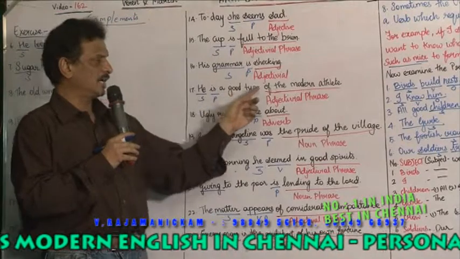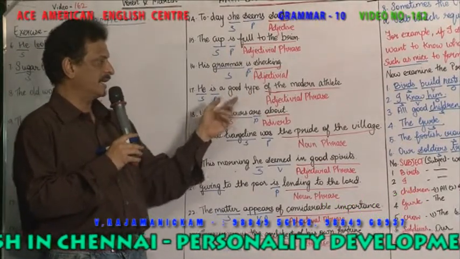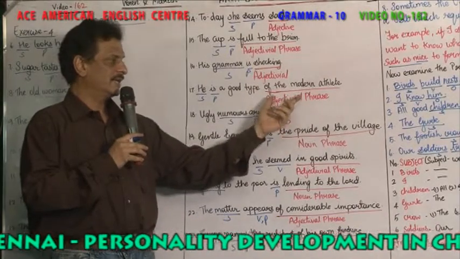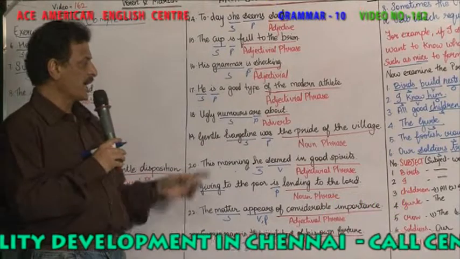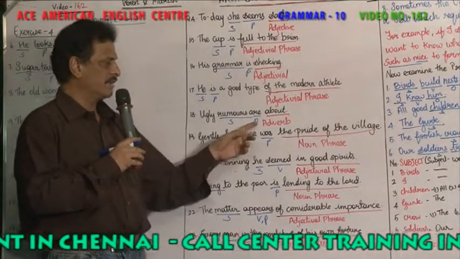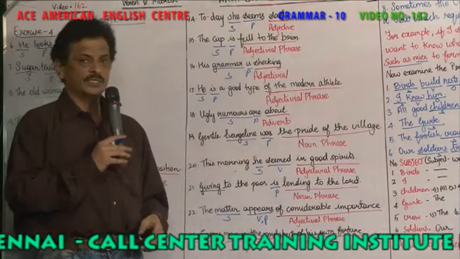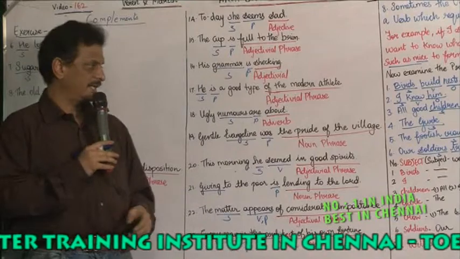He is a good type of the modern athlete. So he is the subject, is is the predicate, and a good type of the modern athlete is the complement. Of the modern athlete becomes an adjectival phrase. Ugly rumors are about. Rumors becomes the subject, are is the predicate, and about is the adverbial phrase.